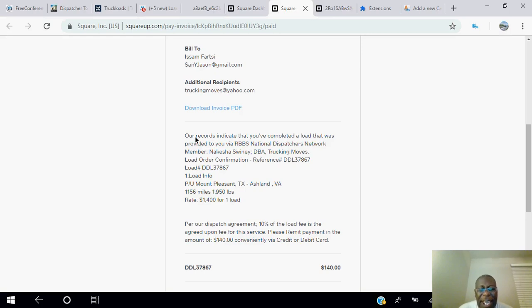$1,950 rate. Not a very heavy load. Rate $1,400 for one load. Per our dispatch agreement, 10% of the load fee is the agreed upon fee for this service. Please remit payment in the amount of 10%, which would be $140, conveniently via credit or debit card.